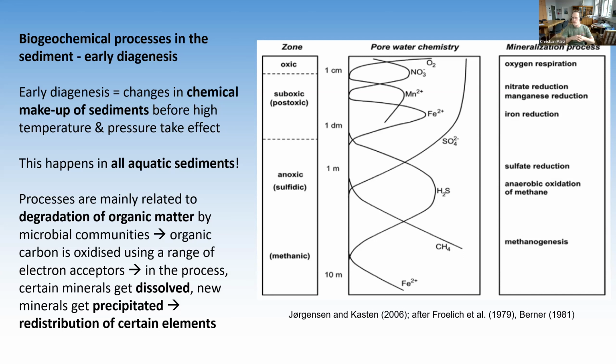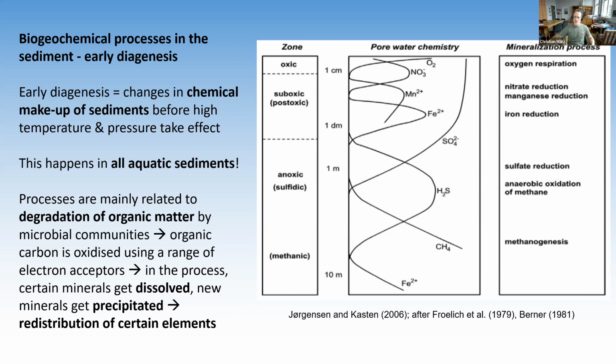As a rule of thumb, I guess the greater the depth, the less diagenetic overprint you find. And at some point, high temperature and high pressure take effect, and then you're moving into what I would call later stage diagenesis. But it's kind of a fluid transition, and I'm not sure it's all that well defined. But I don't want to stay with definitions for too long here. One thing that's important to say is early diagenesis affects all aquatic sediments, lakes and marine sediments alike.